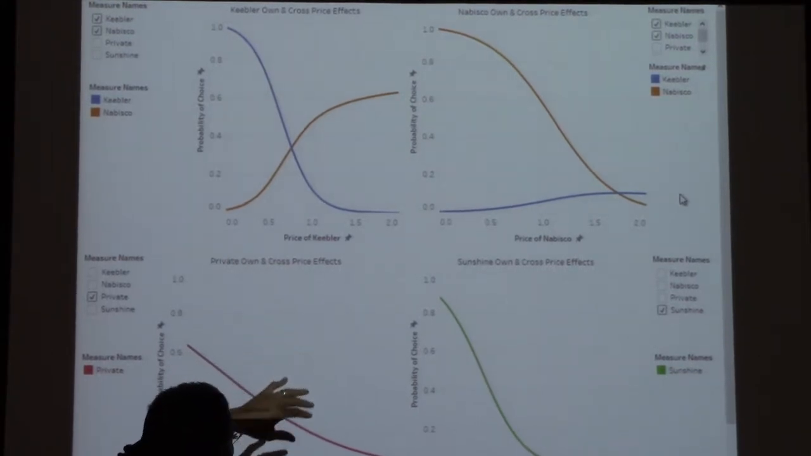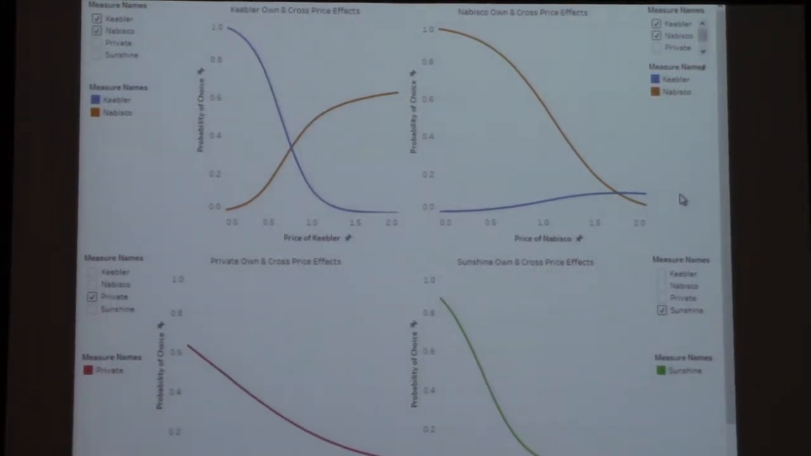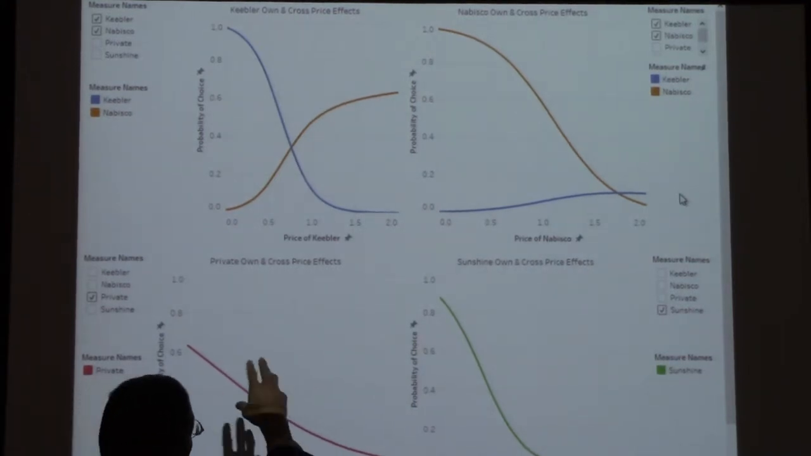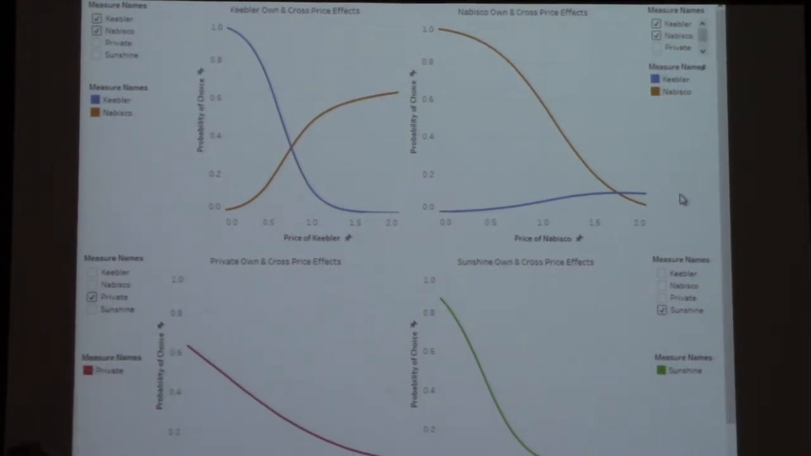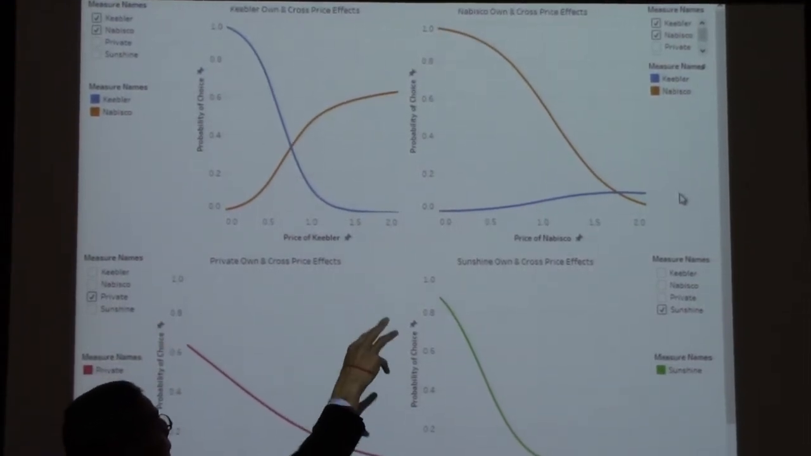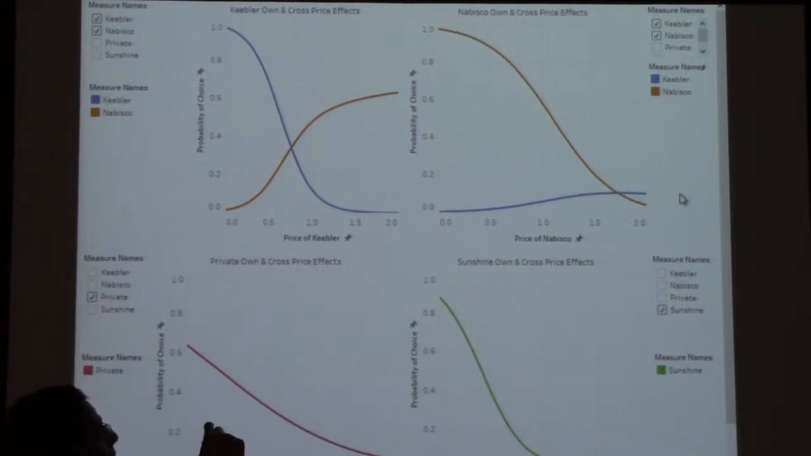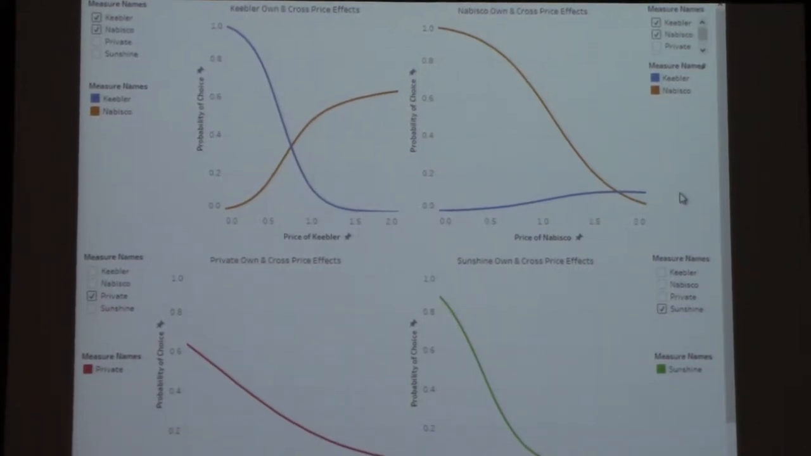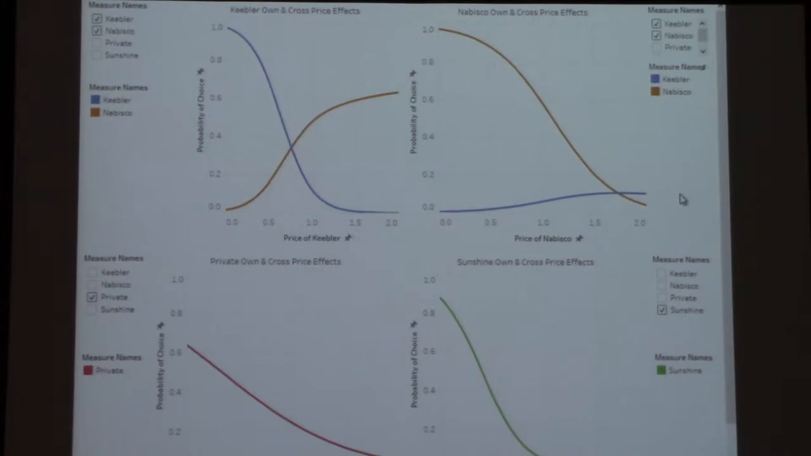This one tells us that as the price of Keebler increases and the probability of choosing Keebler decreases, people are going to go mostly towards Nabisco. So it tells us that Nabisco is one of our main competitors. But that's not necessarily true for Nabisco. As the price of Nabisco increases and the probability of choosing Nabisco decreases, it doesn't look like very many people are going towards Keebler. So the asymmetry of those effects, I think, is a big deal.